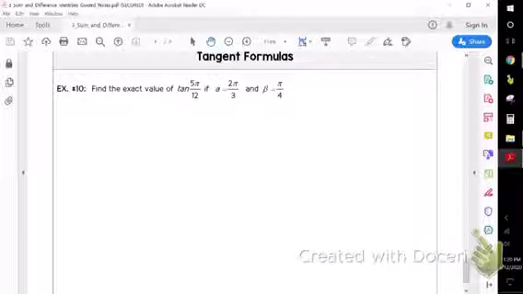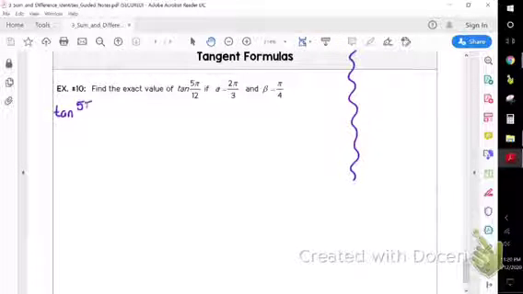Okay, in example 10, it tells us to find the exact value of tangent of 5 pi over 12, and for alpha is 2 pi over 3, and beta is pi over 4. Alright, so we got some work to do on this one over here on the side before we get going too much, okay? So first thing is, we know then that tangent of 5 pi over 12 is equal to tangent of alpha, so 2 pi over 3, somehow combined with pi over 4.